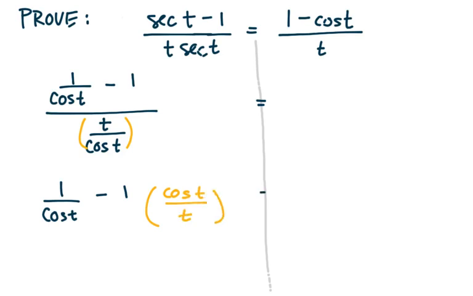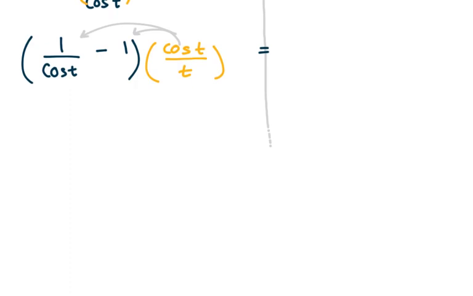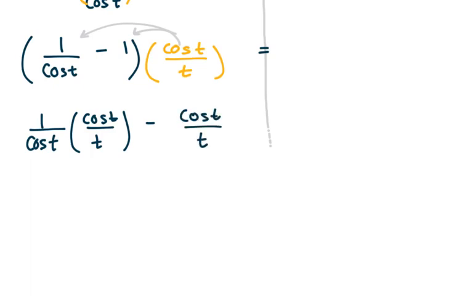So copy, change, flip. Now, I have two terms in my numerator, so I need to make sure I have parentheses there to remind me that this term, as I'm simplifying and carrying out my algebraic operations and manipulations, is going to distribute. So I'm just working away. I have 1 over cosine t times cosine t over t minus cosine t over t.